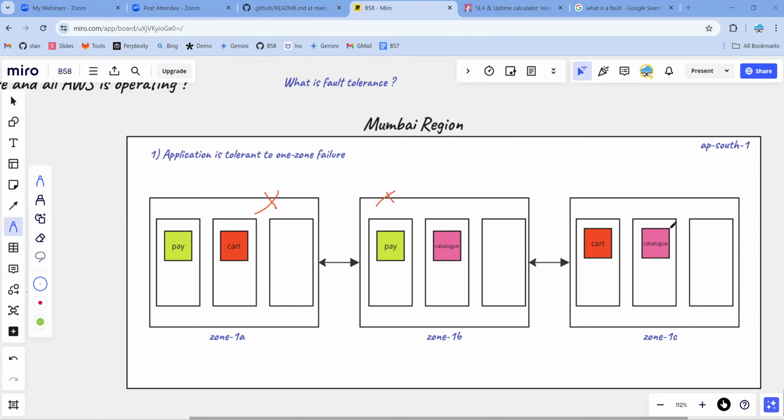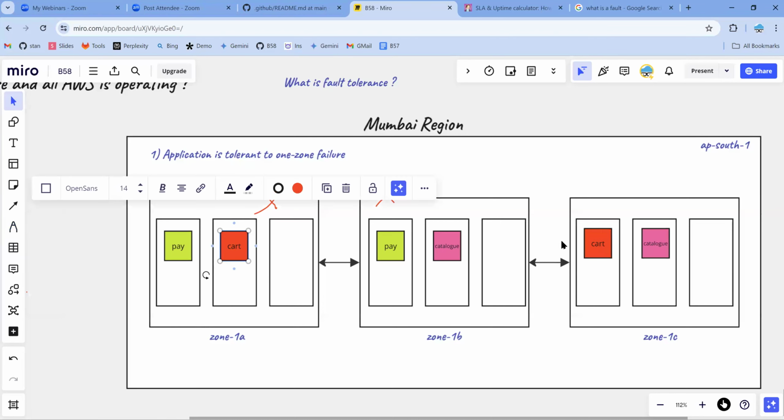Now will the application still work or not? It will work, but payment will not work. Exactly. That means this is not tolerant to 2 zones failure. If it has to work even if 2 zones fail, all you need to do is run one more instance of it everywhere.